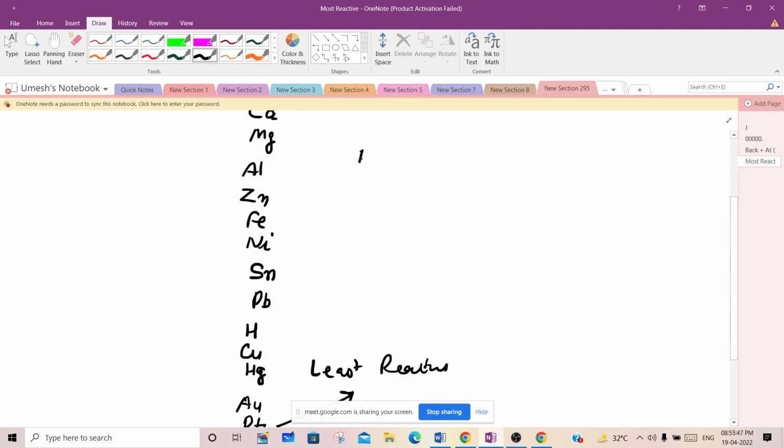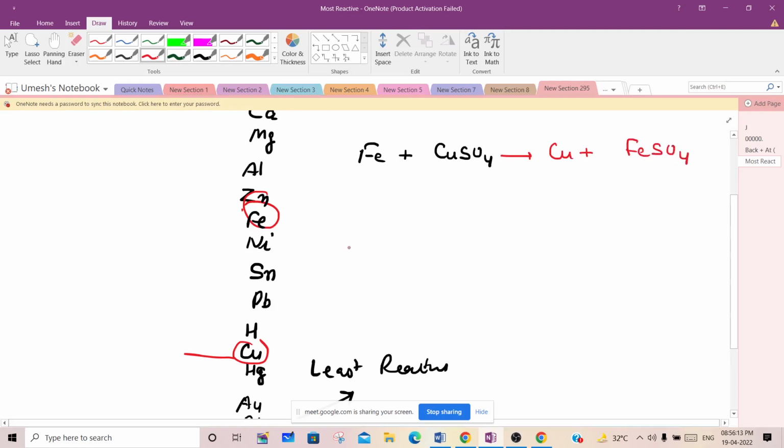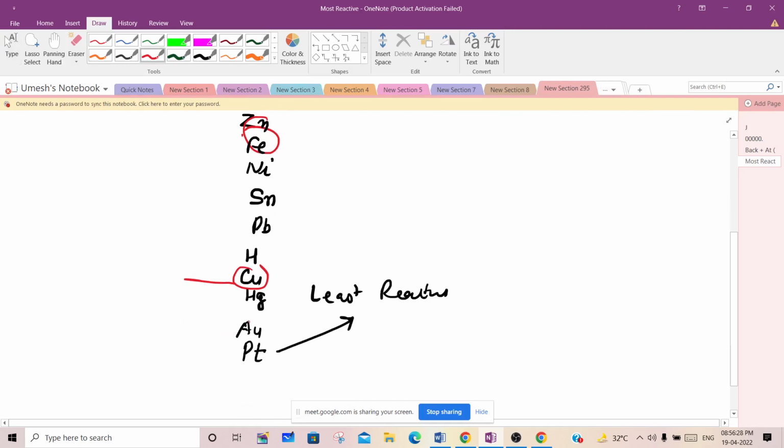Now, I have iron reacting with copper sulfate. You can see copper is here and iron is here. It means iron is more reactive than copper, so it will be able to displace the copper from its solution. Oh, sorry, iron is more reactive than copper. Yes, please. I think you've missed writing silver in the series. Silver is also there, above gold.